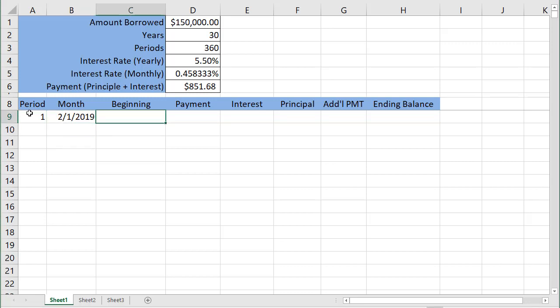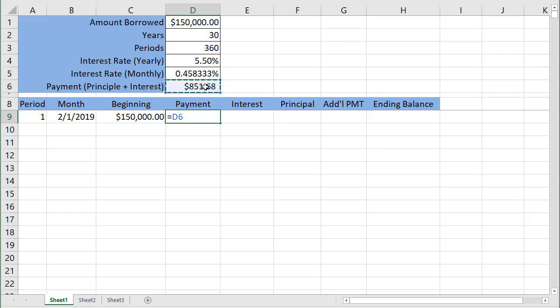So by beginning, I mean what's the principal at the beginning of that period. So I'm beginning with $150,000. And the payment I've already calculated. It's going to be $851.68. So I just equal that right there.